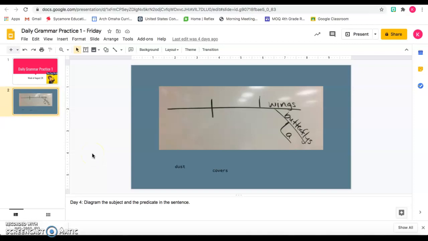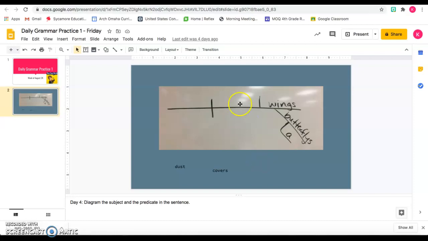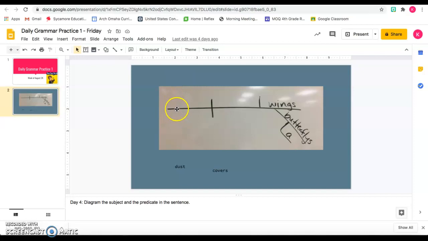We can see that a diagram has already been created for us, and we just have to put in the words dust and covers. So if you look at your DGP reference materials, or what we're calling the Big Scary Packet in school, these first two lines are going to be really important to help us do this. So the first bullet point says put the subject or subjects on the left side of the plus sign. So let's click back over here. This horizontal line going all the way across, as well as this vertical line cutting through it, represents the plus sign that we're separating the subject and predicate on.